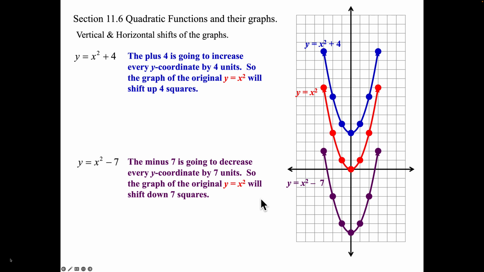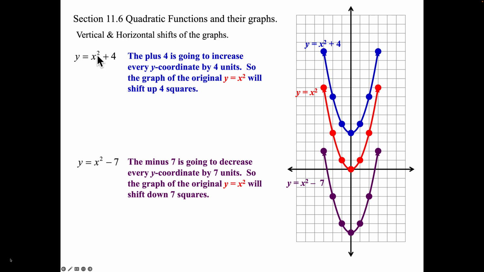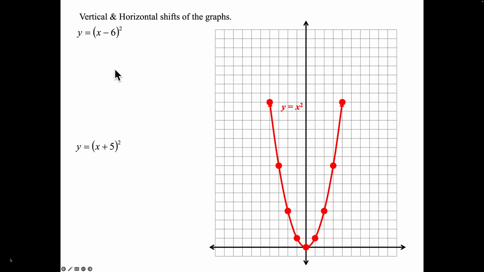All right? So anything after the x squared, plus 4, we go up 4. Minus 7, we go down 7. How do we get this thing to shift left and right? Now my plus or minus is inside a set of parentheses before I square it. After it's squared, up and down. Before I square it, left and right.